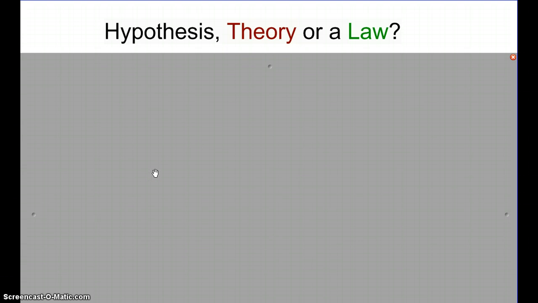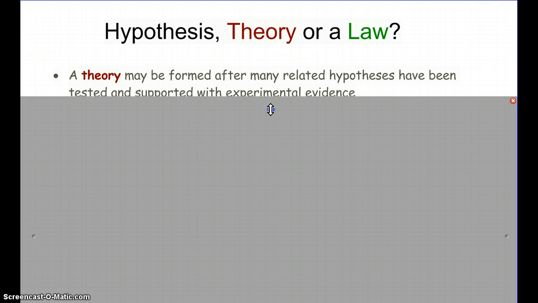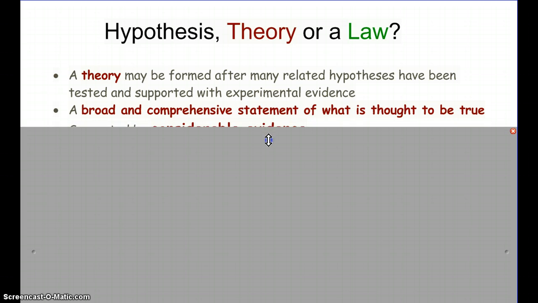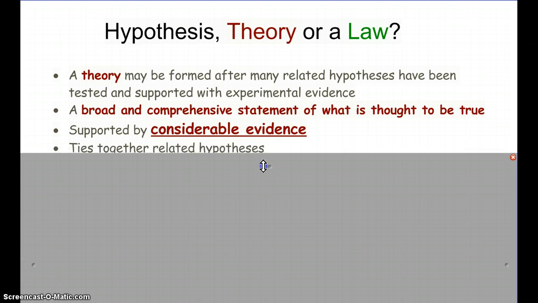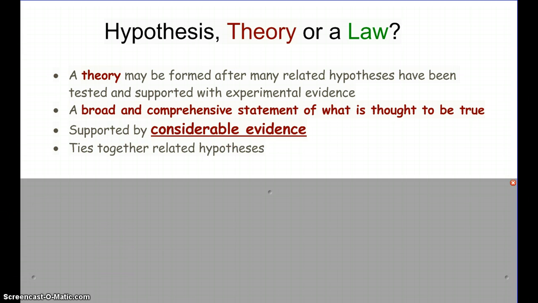Now there's 3 words that are very important to know in the scientific process. And you hear these all the time, whether it be in scientific literature, classes and whatnot, or even in everyday occurrences. So the first one is a theory. A theory may be formed after many related hypotheses have been tested and supported with experimental evidence. It is a broad and comprehensive statement of what is thought to be true, and it is supported by considerable evidence, and it ties together many related hypotheses.